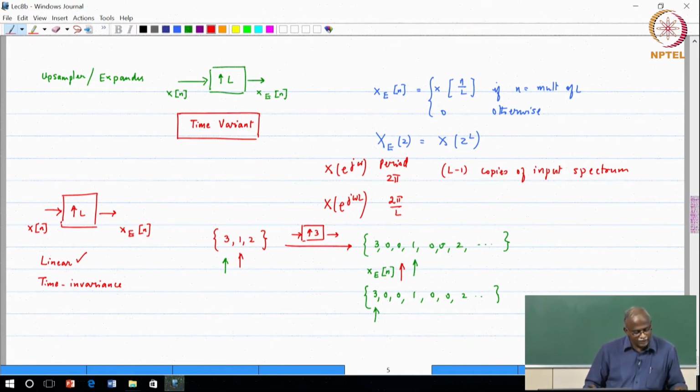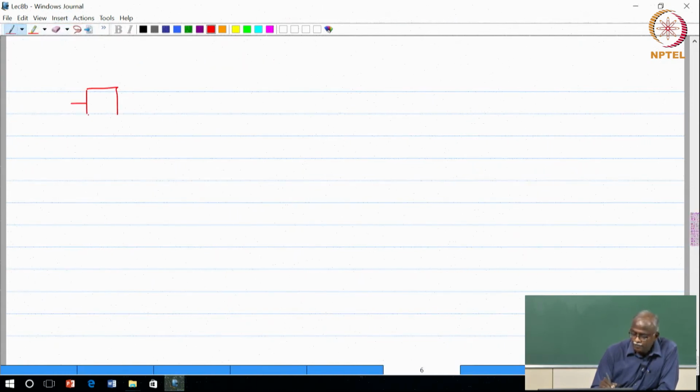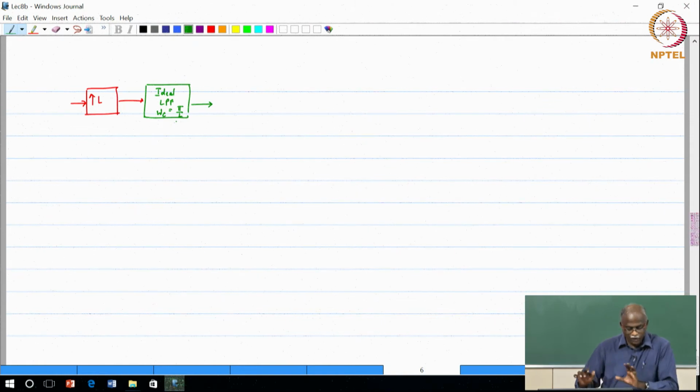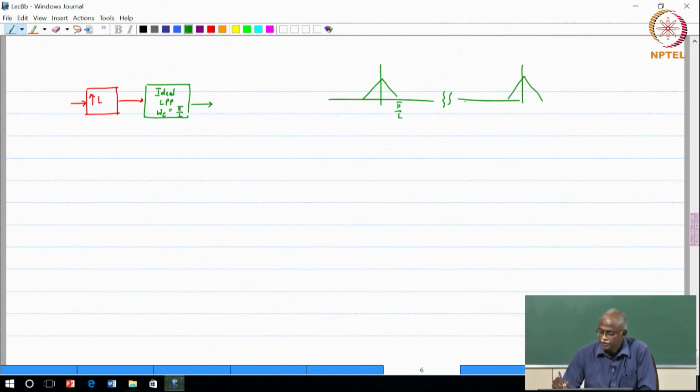Okay. So the second aspect that I want to highlight in terms of the upsampler is the following. I have the upsampler by a factor of L, and yesterday we also talked about the following: that if we insert a discrete time filter, which is an ideal low pass filter with cutoff omega c at pi over L, then what I get is a system where the spectrum is limited to pi over L, and then I have the repetition of the spectrum at 2 pi.